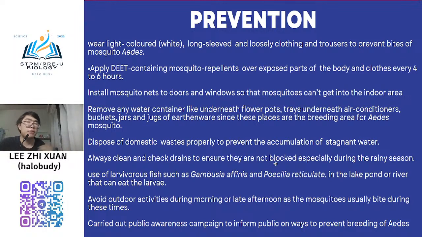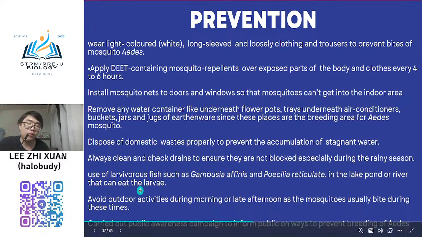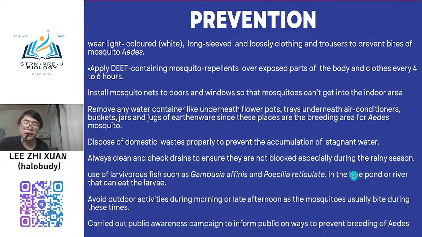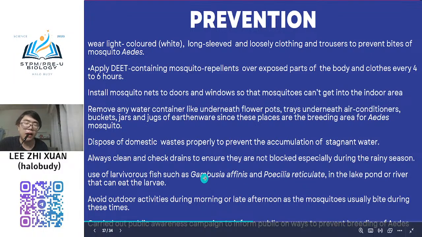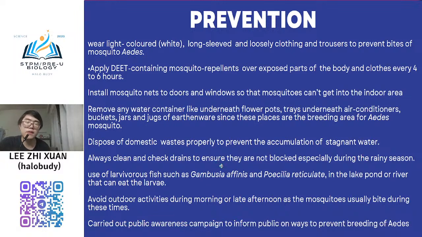The water can flow smoothly. And also you can use larvivorous fish, normally like Gambusia affinis or Poecilia reticulata. This fish can eat the larva. So although the mosquito is breeding at your pond, due to the fish, they will eat the larva so that no metamorphosis occurs in the mosquito.